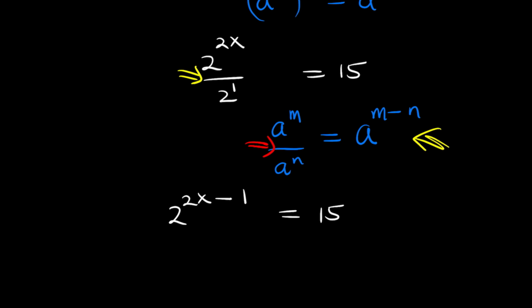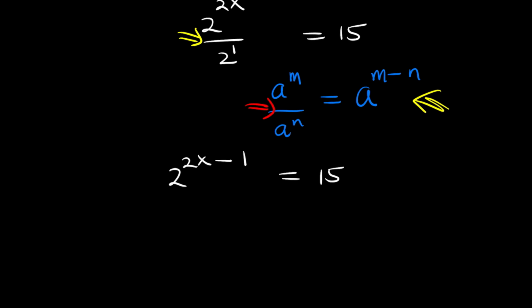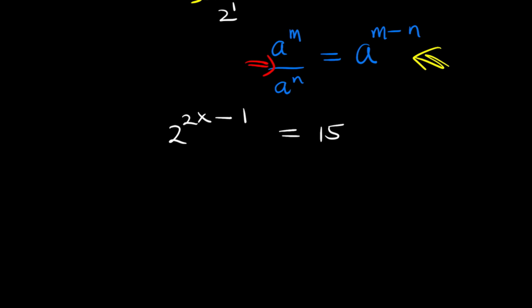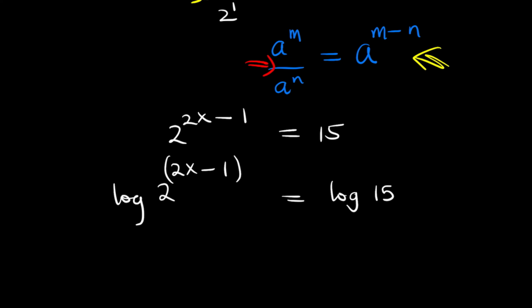And then we apply logarithm of both sides. Let's take the logarithm of both sides to whatever base we want. So we have log of 2 raised to power 2x minus 1, I'll put this in brackets, is equal to log 15. This is in base 10.